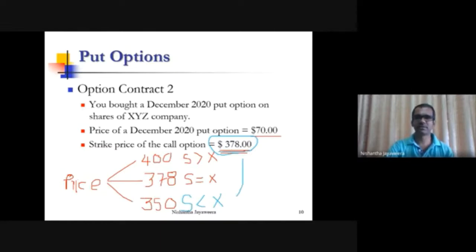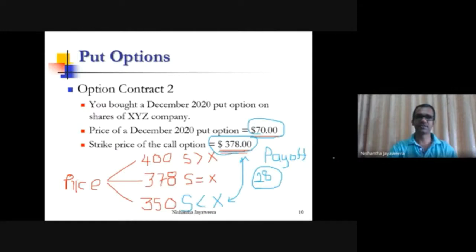What is your gain? $28. So here the difference between 378 and 350 is 28. You get this as a gain, but we call it the payoff, because whether it's a profit or loss depends on the premium as well.